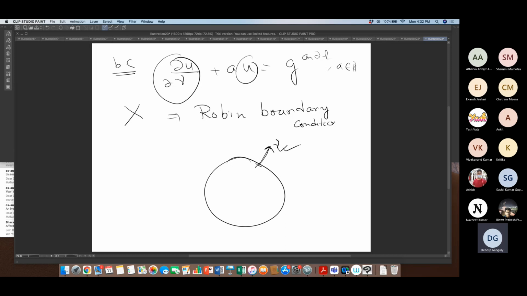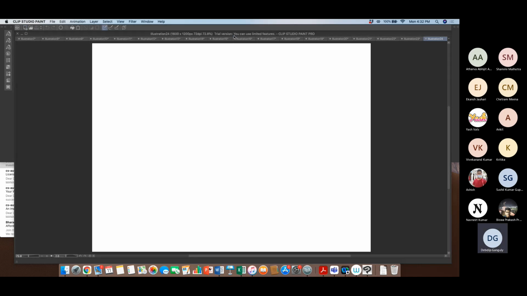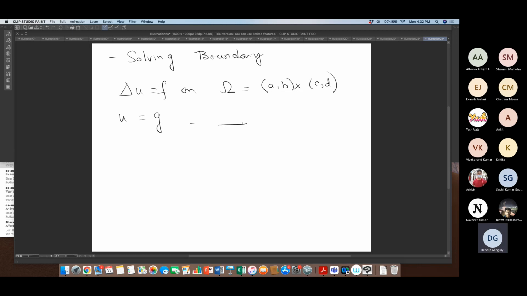Now, because this type of thing comes up, solving boundary value problems: suppose you want to solve Laplacian of u = f and u = g on omega, where omega is explicitly given like this, (a,b) cross (c,d), and you know the boundary, u = g on the boundary. So ABCD is your domain omega.